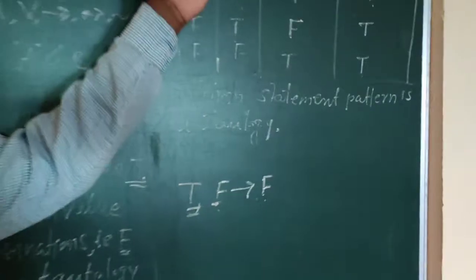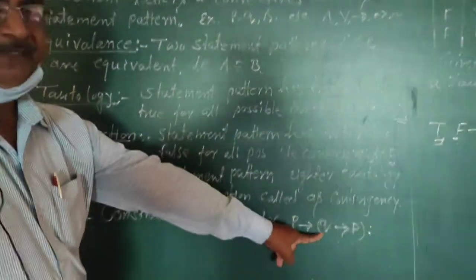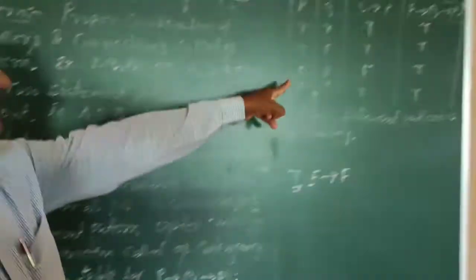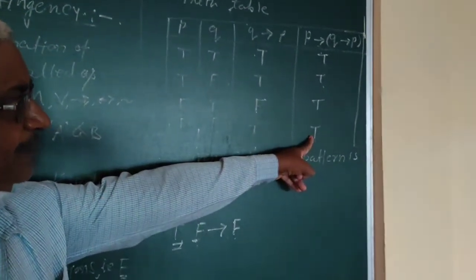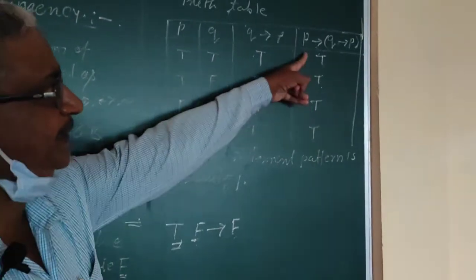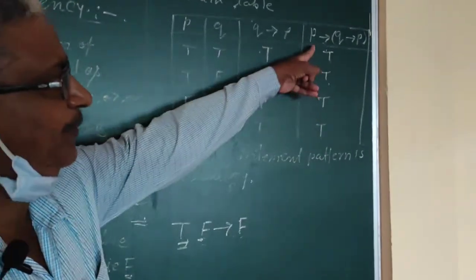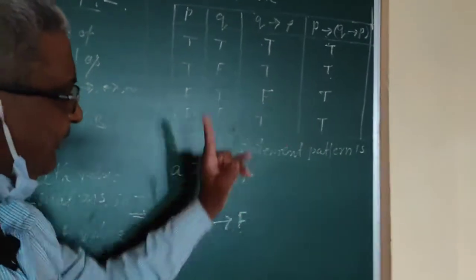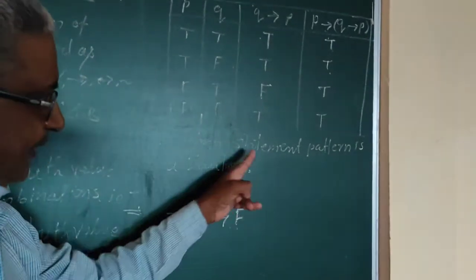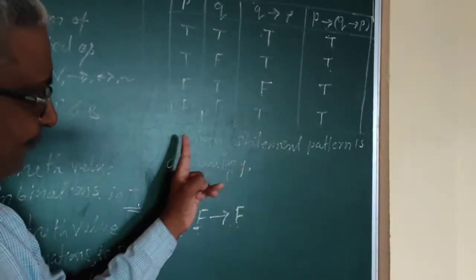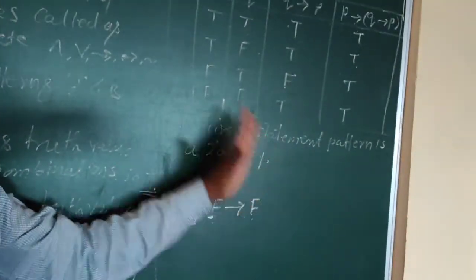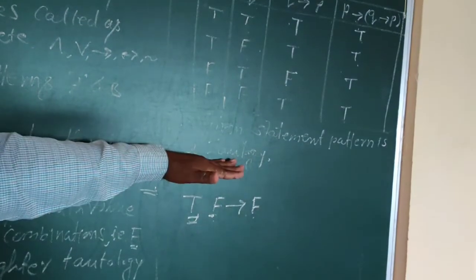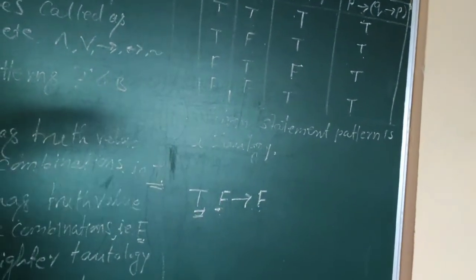Sometimes the question is like this: find the truth table and interpret your result from the last column. Interpret your result from the last column. So what can we say from the last column? All truth values are T, and therefore we interpret that the given statement pattern is a tautology. So this will be your expected answer for the interpretation.